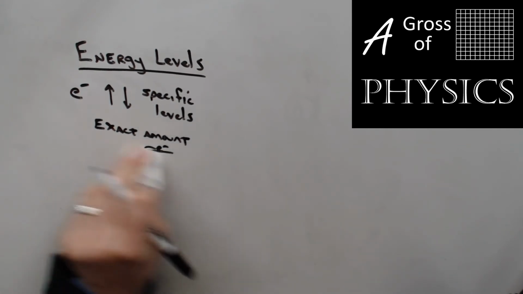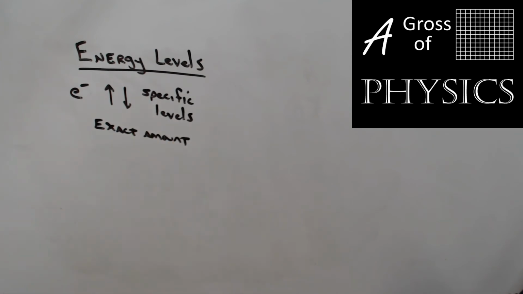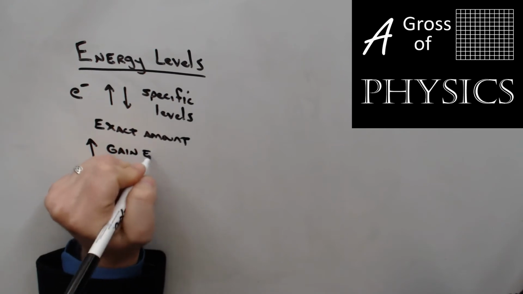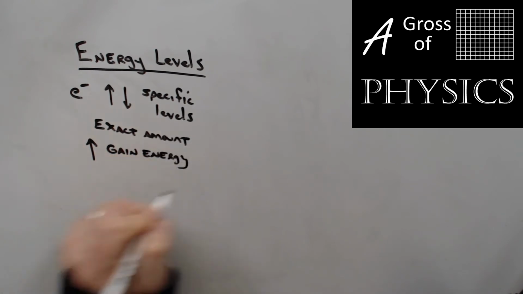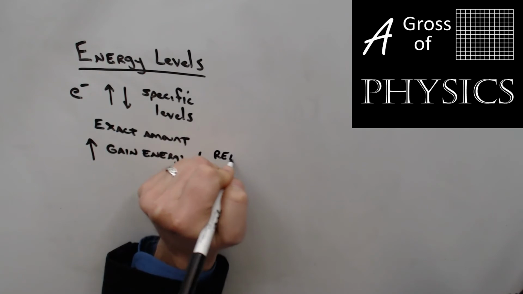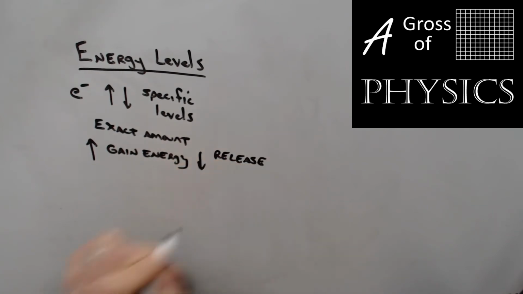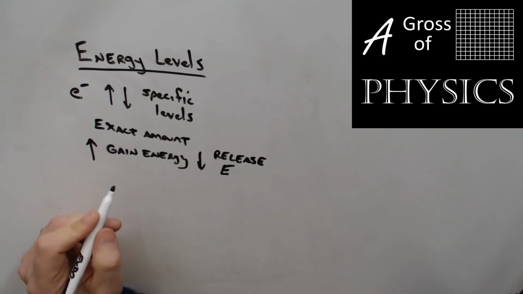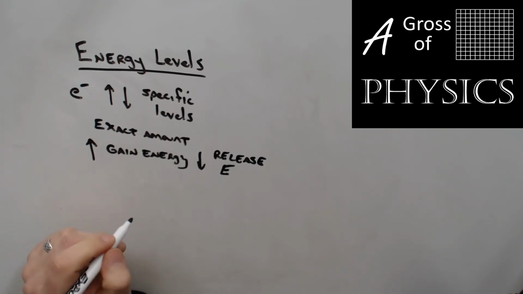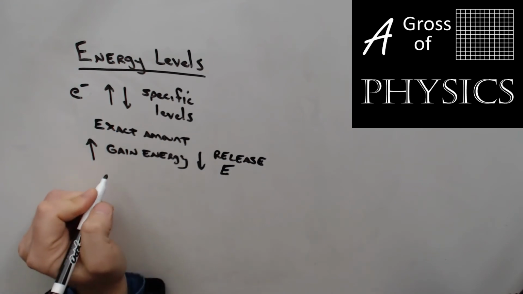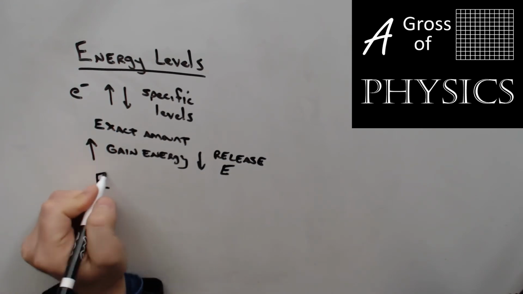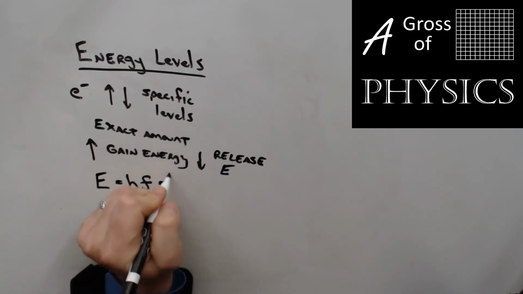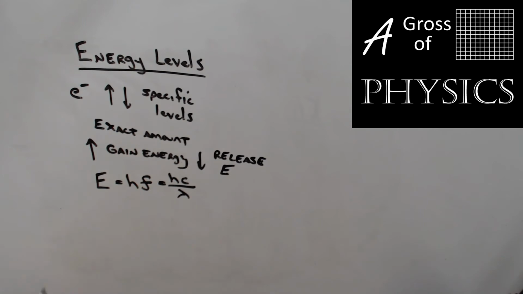So electrons, when they jump up to higher energy levels, if we move up, we gain energy. And if we move down, it releases energy. Now, when it releases energy, what will happen is we'll have photons of light being released. So that energy is going to be released as light. And what we can do is actually find the frequency, or if we wanted to, the wavelength of the light based on the energy.